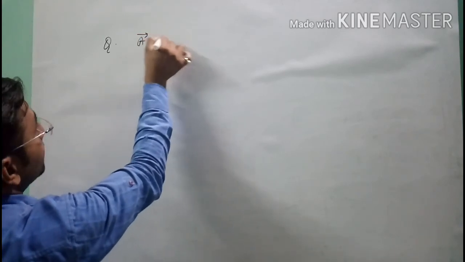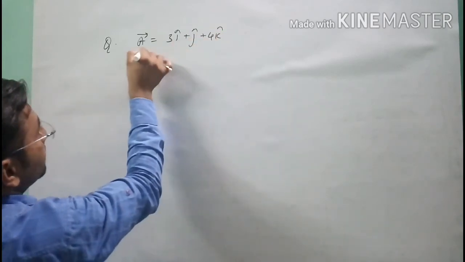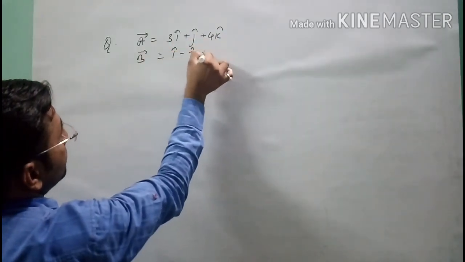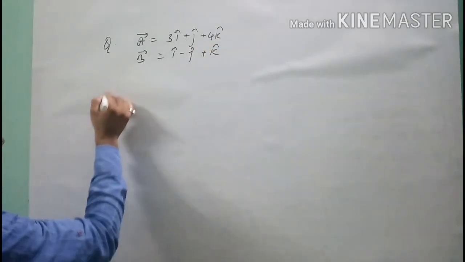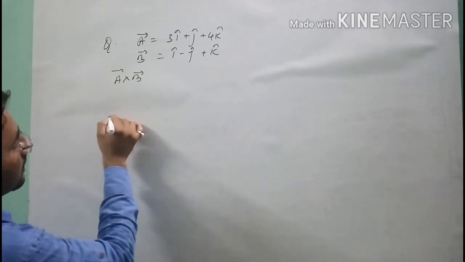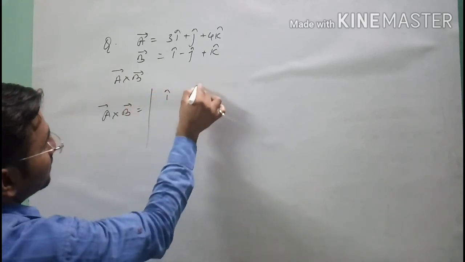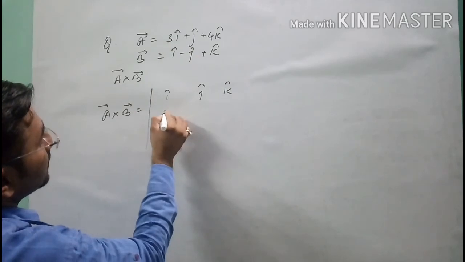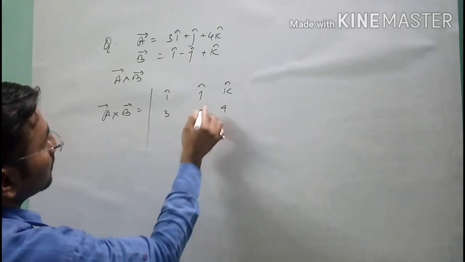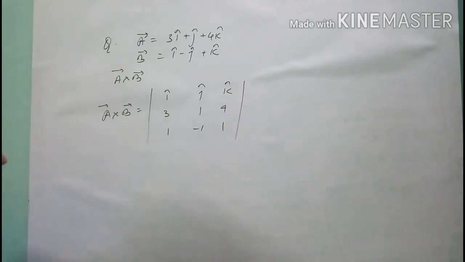Now see student, I will give you one question based on the cross product of two vectors in which A vector is 3i cap, j cap plus 4k cap, and B vector equals i cap minus j cap plus k cap. Suppose we will find the cross product of two vectors with the help of the determinant rule. So when I write the cross product of two vectors, I will write i cap, j cap and k cap, then 3 1 4, then 1 minus 1 and 1. So we will find the solution of this.